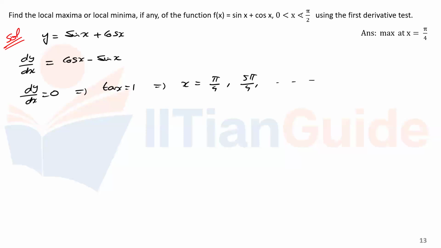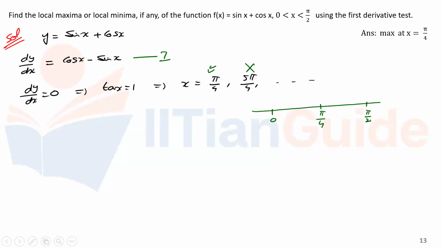But the interval he has given is 0 to pi by 2, right? So I will not consider x to be 5 pi by 4. So only one value I am getting, one point, that's equal to pi by 4. Now we need to find whether it is a maxima or minima at this point using the first derivative test. I cannot do the second derivative, so I will draw a number line. The point pi by 4 is here, and dy by dx, this is my equation number 1. And x is lying between 0 to pi by 2.